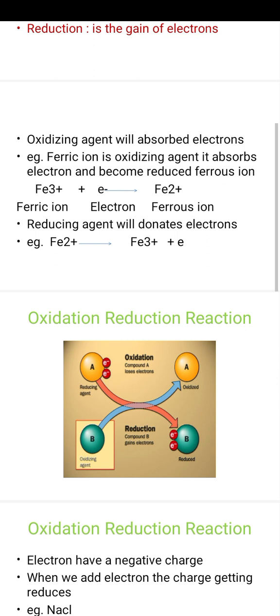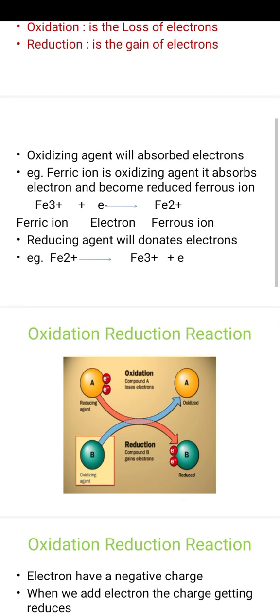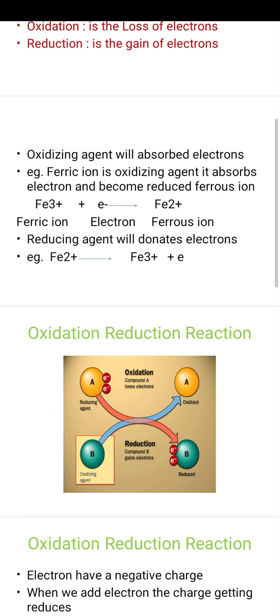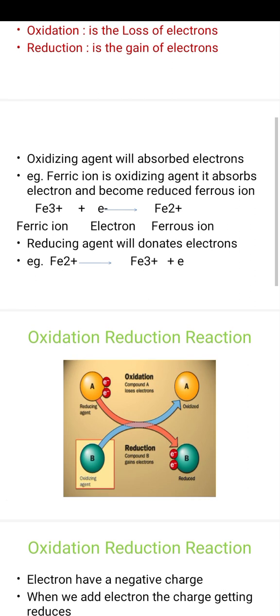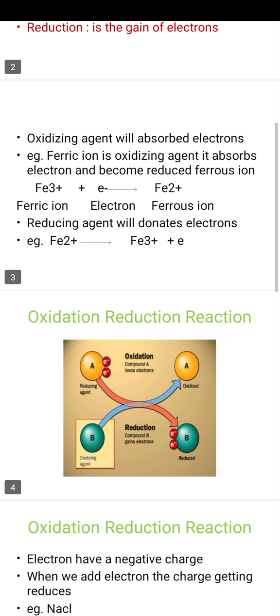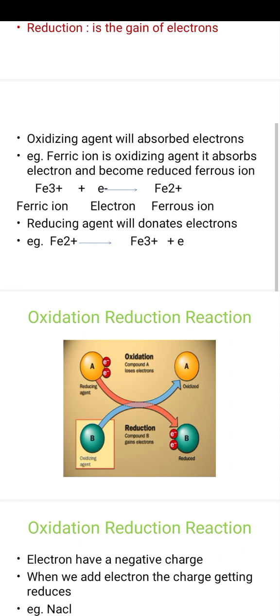In the same way, there is another atom, B, which accepts the electrons by using an oxidizing agent. They form the reduced B atom. This is the example. See this. When A is under oxidation, it releases or loses electrons. Same with the B atom, which accepts the electrons. In the product of B, two electrons are attached. This is the reduced B.